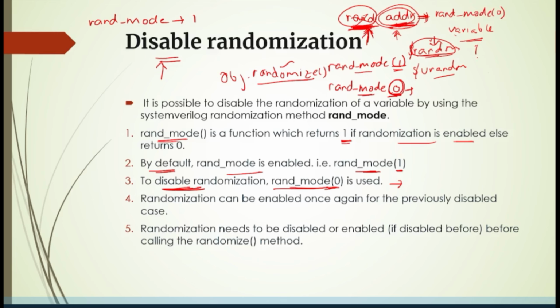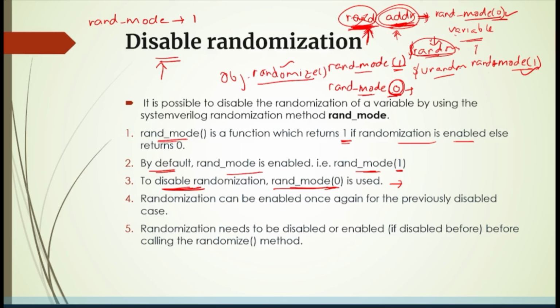Then again, what you can do is enable this particular option. How will you enable it? Again by making this value from 0 to 1. When you want to, the previously disabled randomize can be enabled. When you want to disable, you give rand_mode 0, and when you want to enable, you give rand_mode 1.